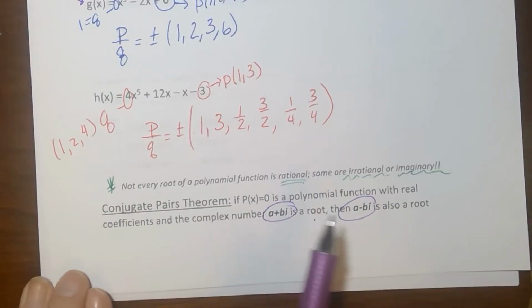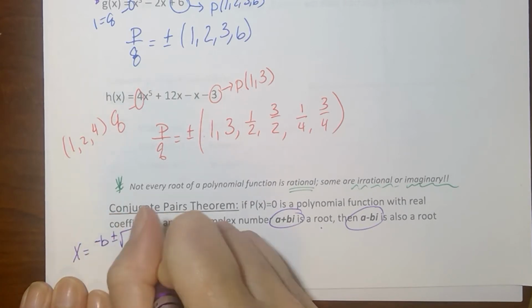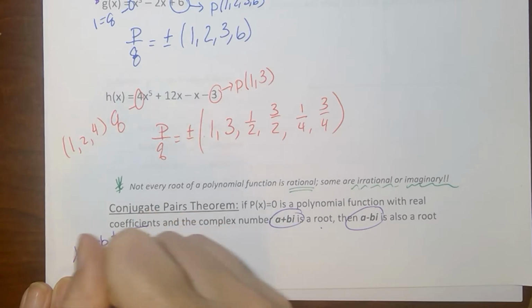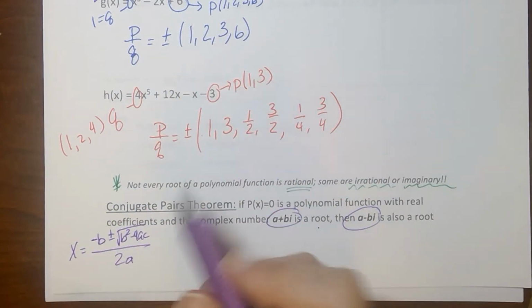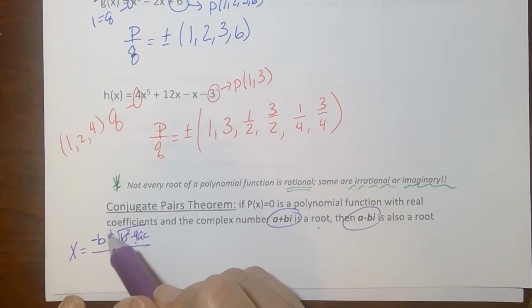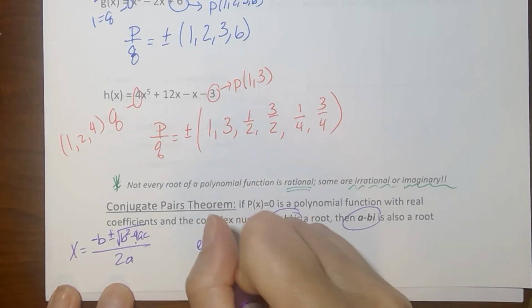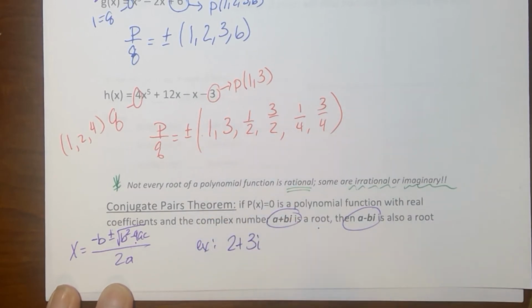And this happens because of our quadratic formula. If you think about how our quadratic formula, where we derive those roots, is structured, if this radical doesn't go away, then I have negative b plus this value, and I have negative b minus this value. So if this value is irrational or imaginary, I'm going to have two complex conjugate roots.